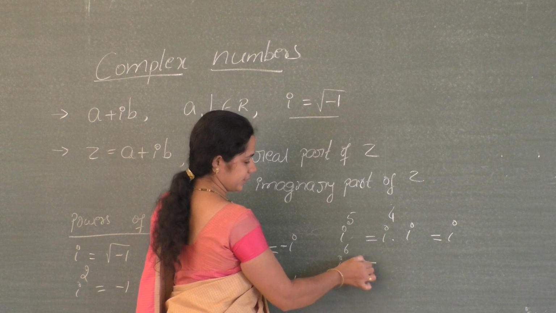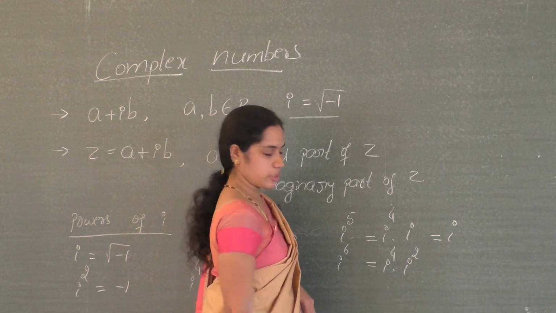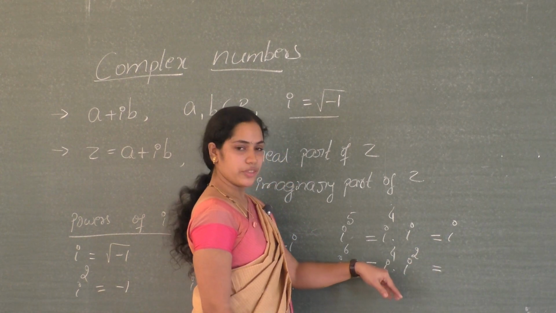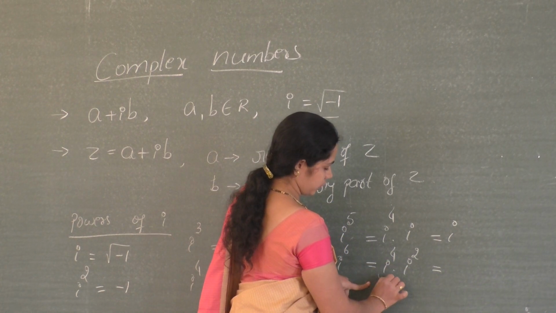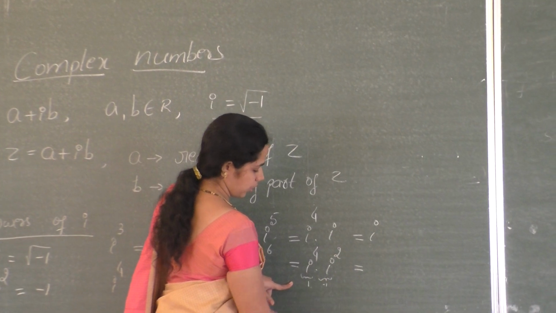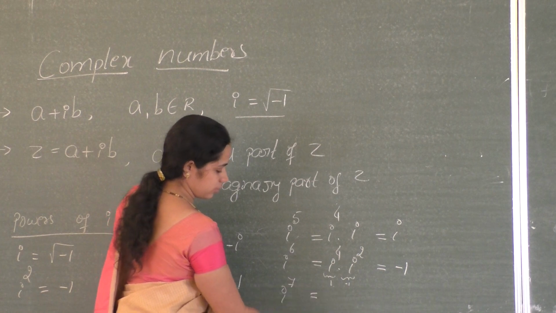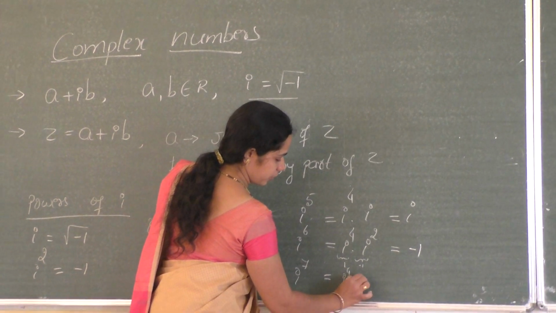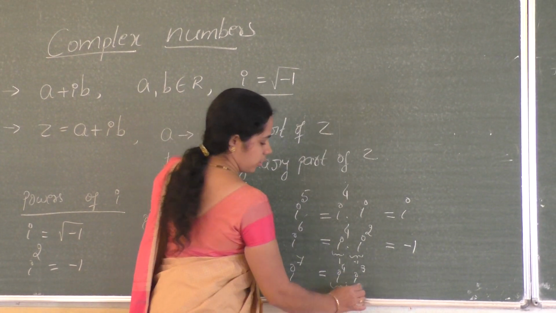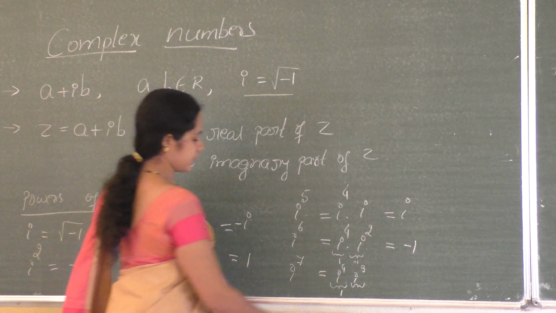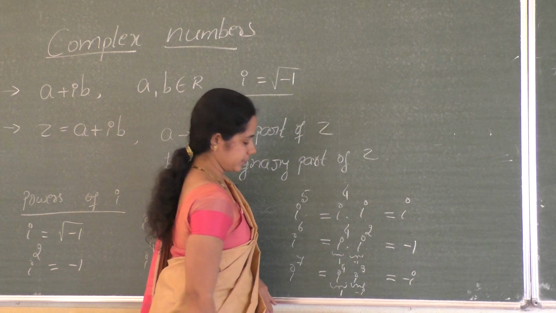Next one, i to the power 6. i to the power 6 can be written as i to the power 4 into i square. i to the power 4 is 1, and i square is -1. 1 into -1 is -1. Now i to the power 7 is i to the power 4 into i cube. i to the power 4 is 1, and i cube we have here is minus i. So i to the power 7 is minus i.